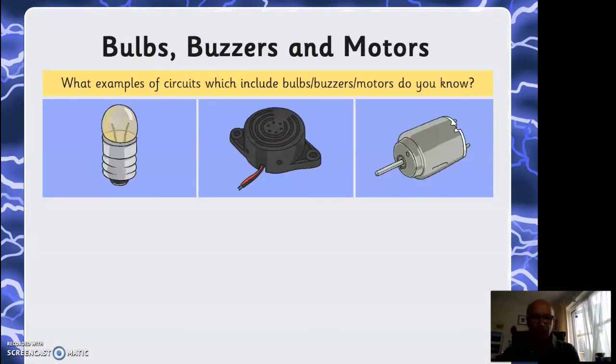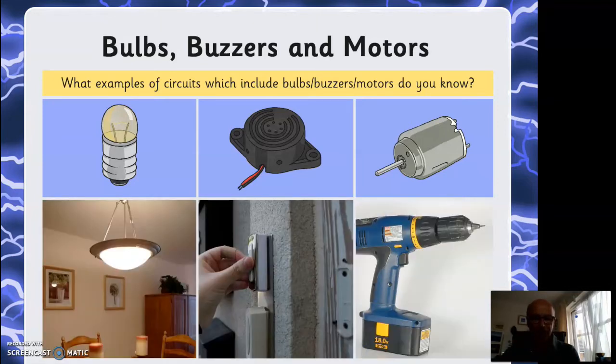So here's three examples of things that go in circuits. There's a bulb, there's a buzzer, and there's a motor. I'd like you to think about circuits around your house that would use a bulb, or a buzzer, or a motor. And hopefully you came up with the lights in your house, a front doorbell, and then something that has a motor, such as, in their example, a drill or a washing machine.